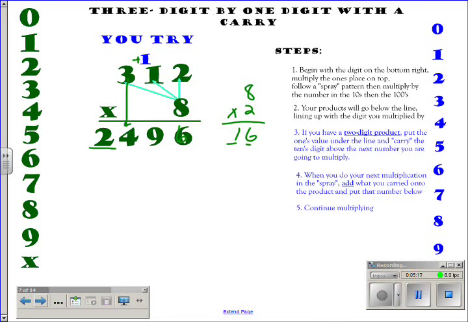If you had problems with this one, why don't you go ahead, go back, review the steps, rewrite some of your own problems, and then try again.